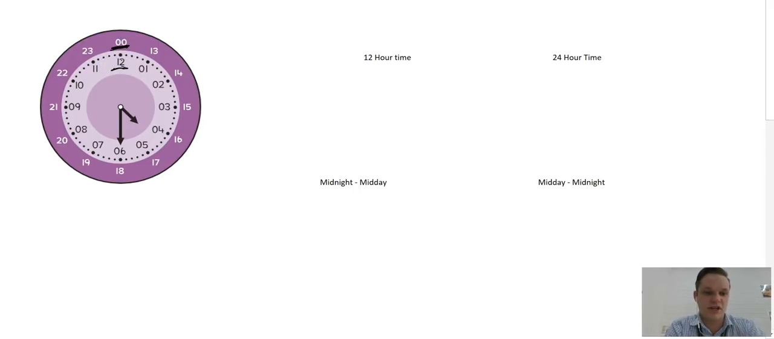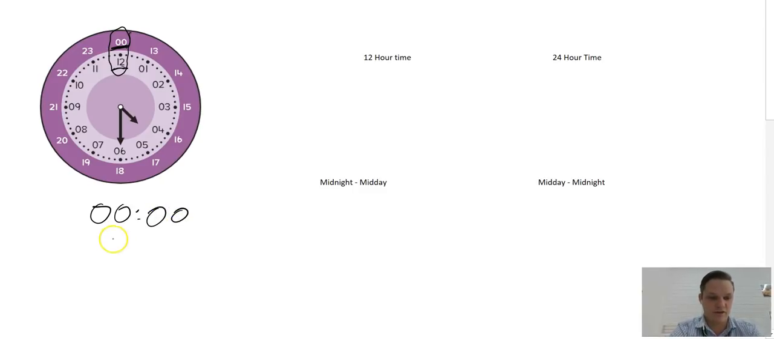So we've got a special clock here that has a full 24 hours on it. We know that this time here is both midnight and midday. So it's 00 and 12. We're looking at the difference in it today. We know that our clock starts at midnight, so we can write that as 0000. And we know that that's the start of our day.